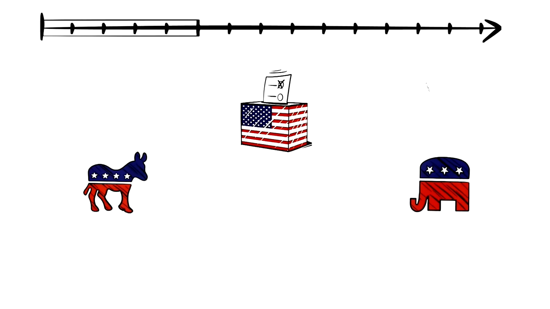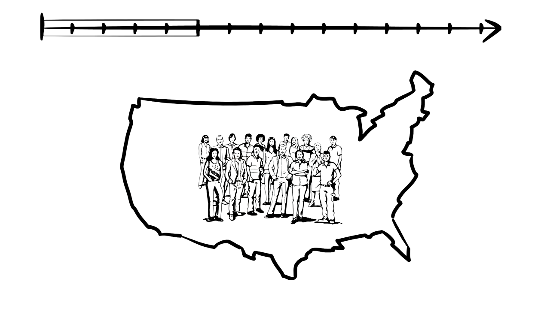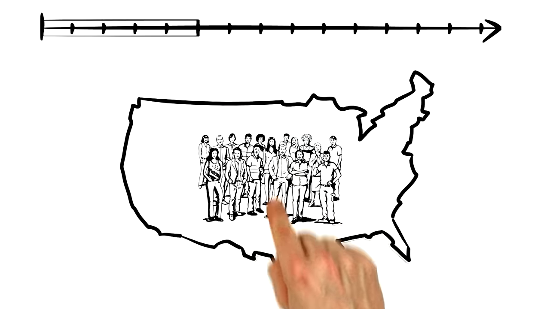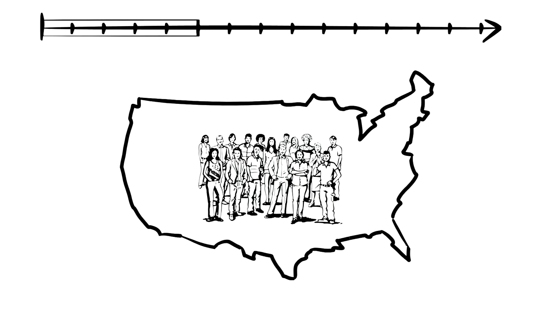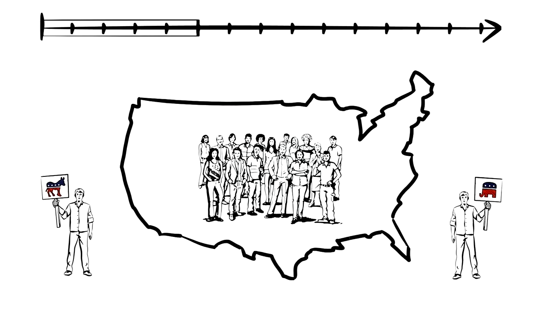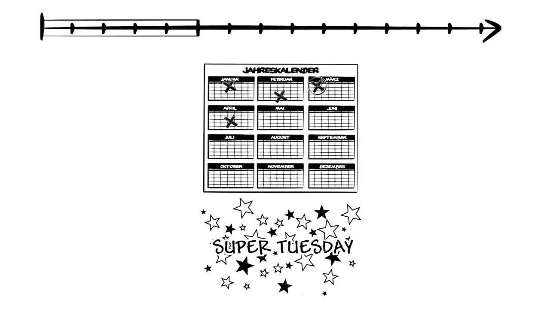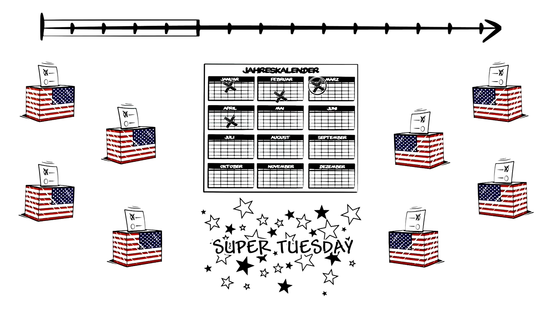It all starts with the primaries, in which Democrats and Republicans each decide who is going to be their presidential candidate. How the primaries work and who is eligible to vote in them varies from state to state. In some states, every registered voter is allowed to vote. In others, only voters registered with a particular party can cast a ballot in that party's primary. Even the dates the primaries are held are different in each state, although there are some cluster primary dates, for example, Super Tuesday. On Super Tuesday, multiple states hold their primary.